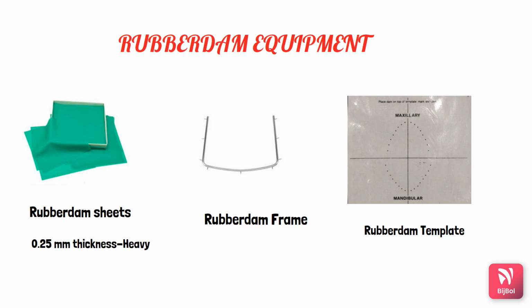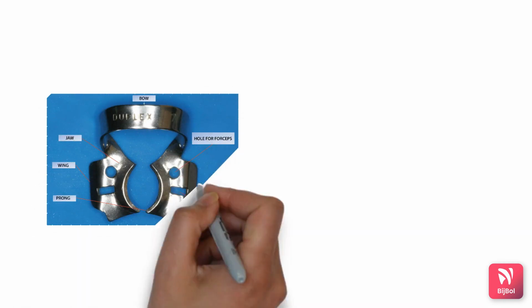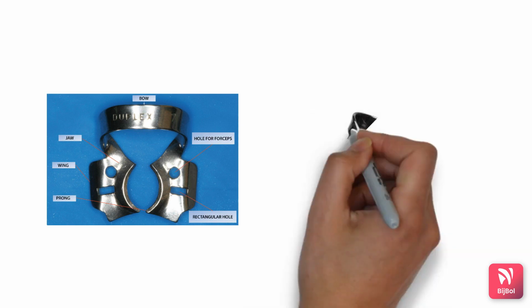If you see the clamp, we have the winged and the wingless clamp. The rubber dam clamps have four prongs and two jaws connected by a bow, and they are available in different sizes and shapes for specific teeth. And the clamp should have 4-point contact on the teeth without rocking or tilting.